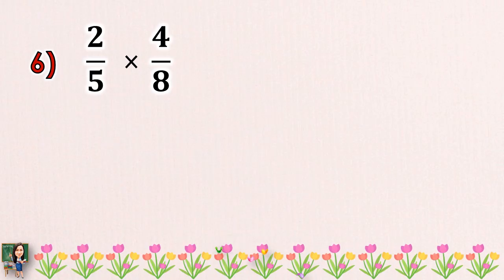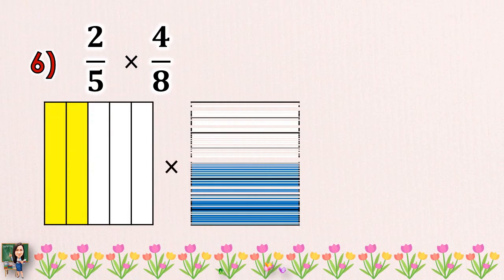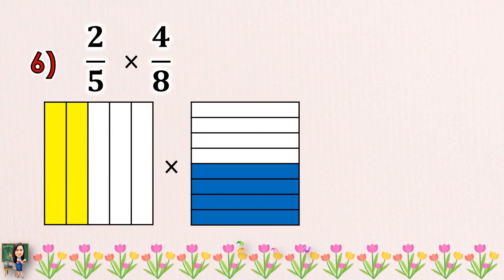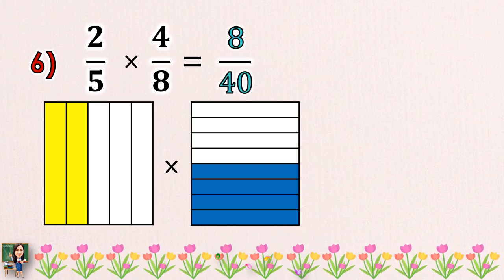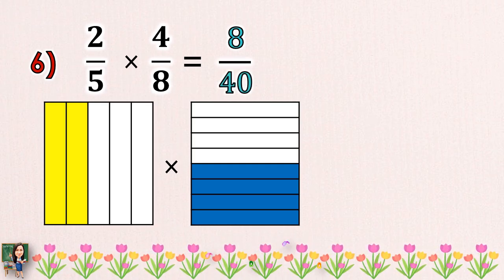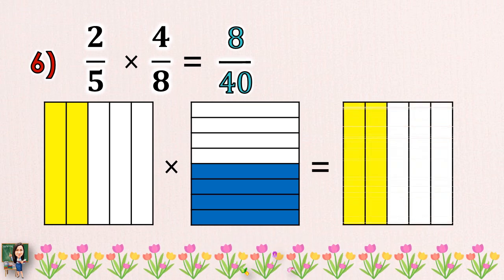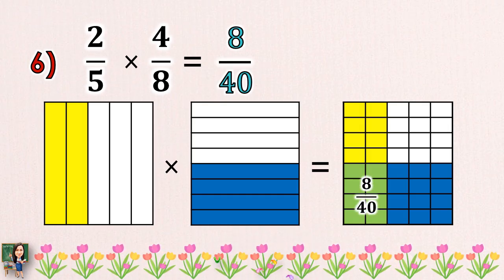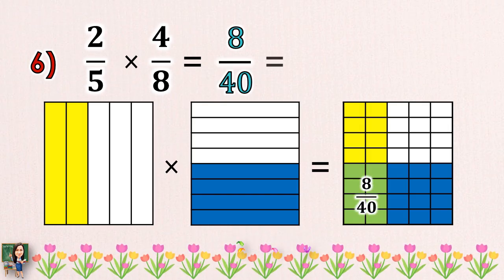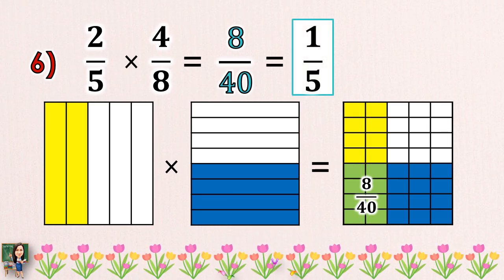Number 6. 2/5 times 4/8. 2 times 4 equals 8. 5 times 8 equals 40. To show the model for 8 over 40, combine 2/5 and 4/8. So the green shaded part is 8 over 40. The lowest term is 1/5.